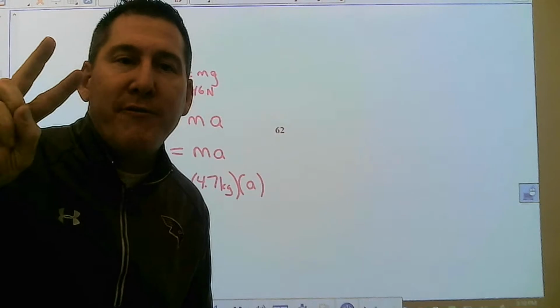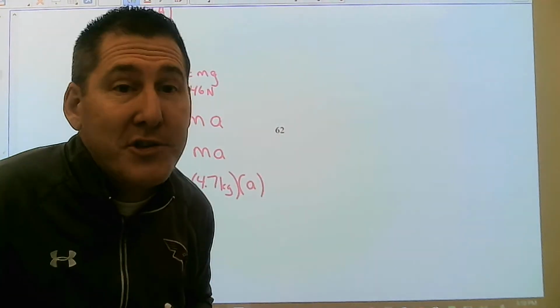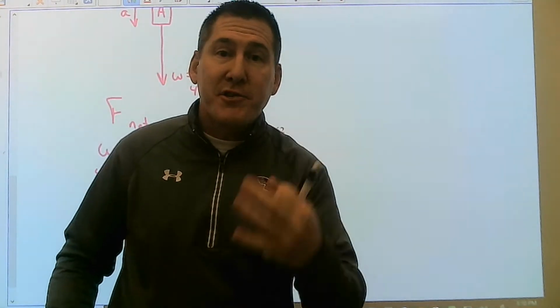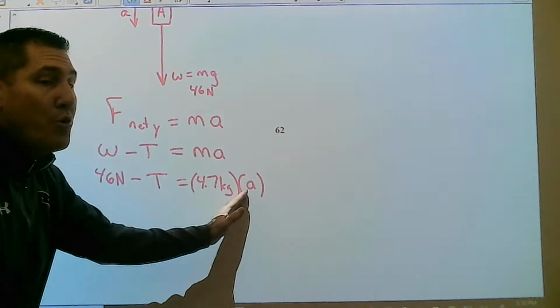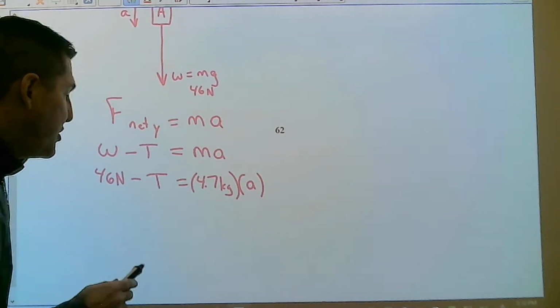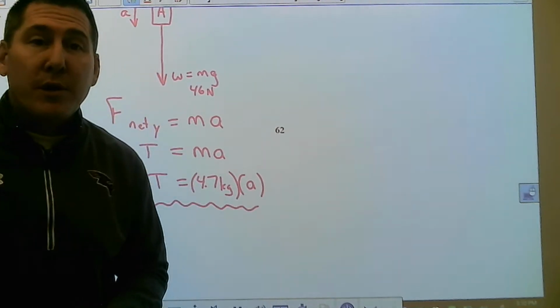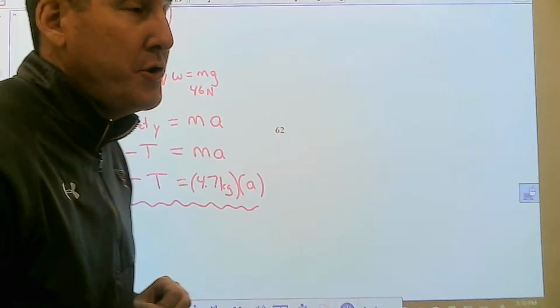I remember being taught if I have two unknowns, I'm going to need two equations to solve for those two unknowns. If I have three unknowns, I'm going to need three equations. If I have 17 unknowns, I'll need 17 equations. So since I have two unknowns, I got to find another equation. I got one equation right here. I got to find another one. Where am I going to find that? Free body diagram number 2.